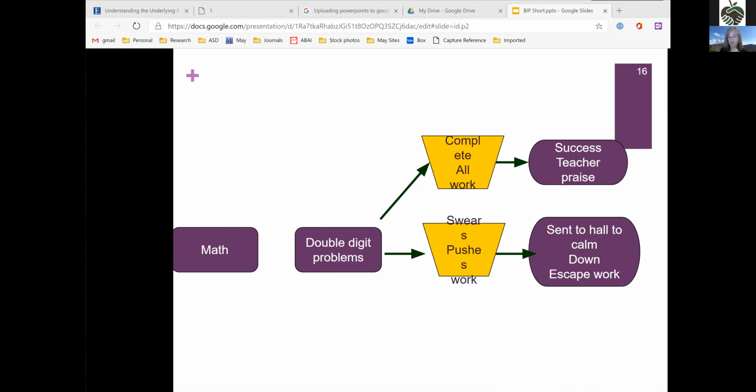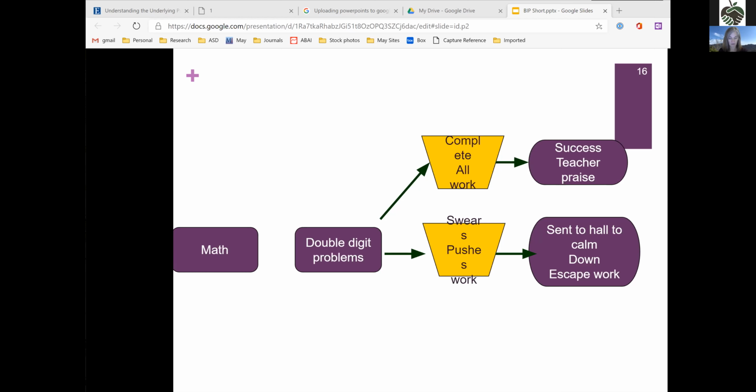Like maybe it could be raising your hand and asking for a break. Maybe it's having a break card. I really like break cards, and we can talk more about that. But whatever that replacement behavior is, it has to work better than the problem behavior.